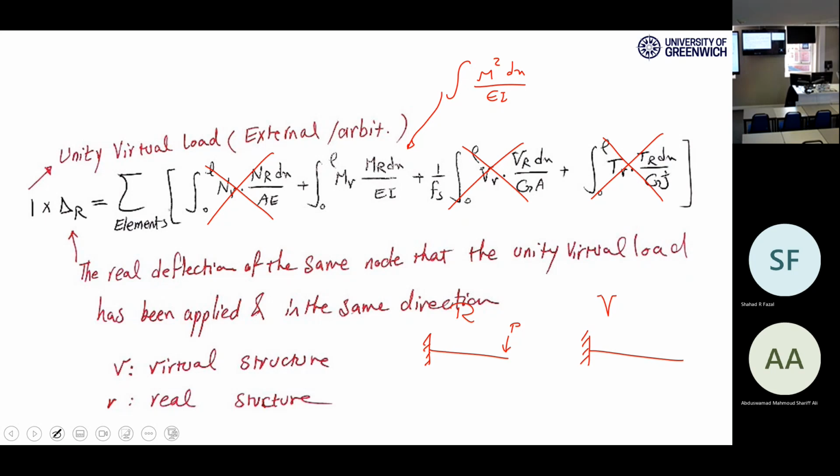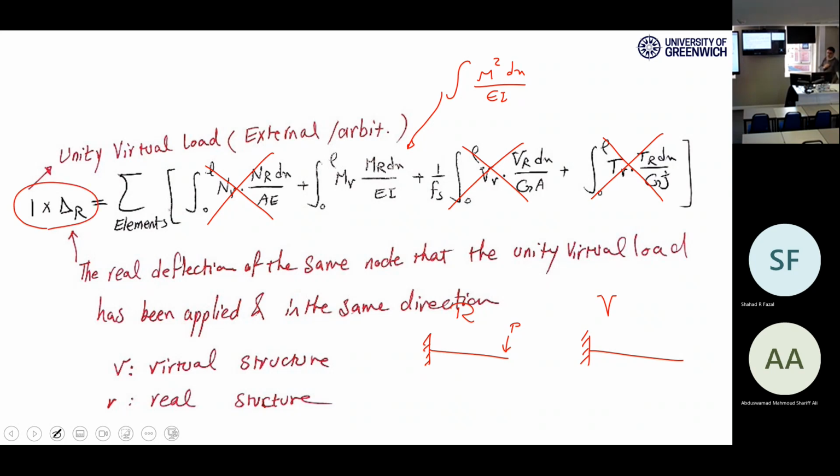Really, the most important one is this integration. And calculation of this integration is really easy because, again, it says summation over all elements. MV comes from the virtual structure. MR comes from the real structure. dx is the variable of integration. EI is a constant, right? The most important thing is to understand what is the left side of the equation.